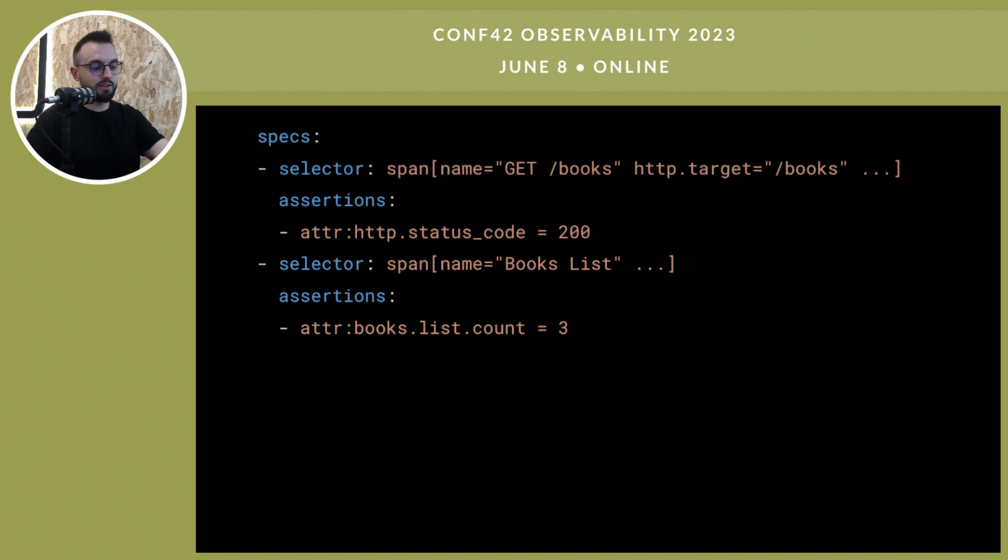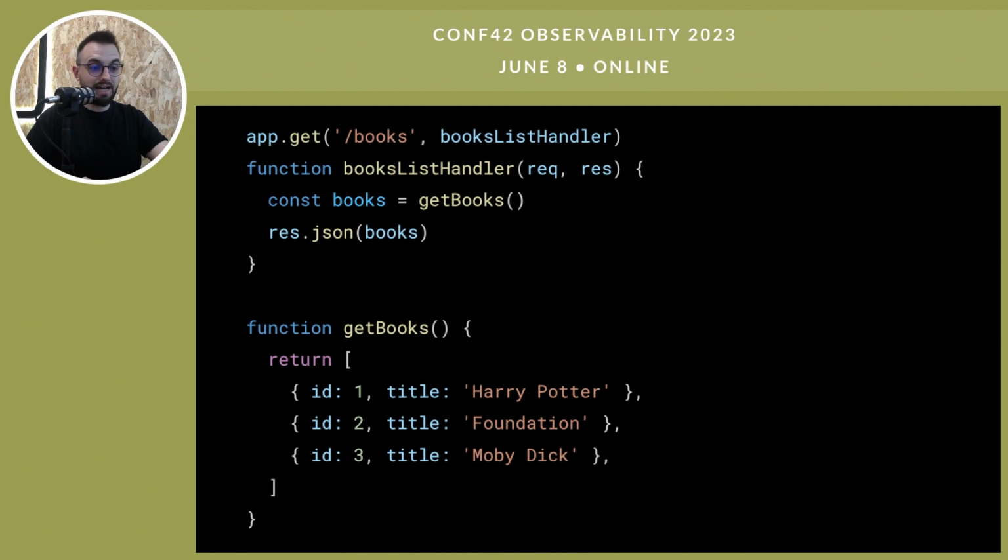So this is standard TDD. I'm writing my test, and then I need to implement this. In my books handler, I'm getting the books back, and this is just a placeholder for the books I have in the bottom. I haven't defined any spans for my traces, though.